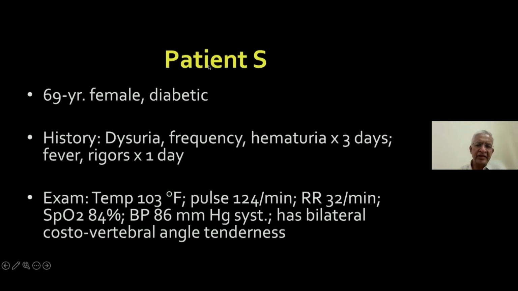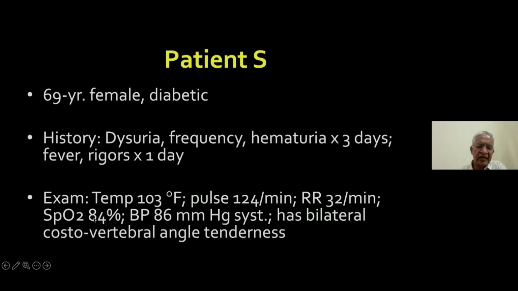The first patient is patient S. She's a 69-year-old diabetic patient who has not been very regular with her anti-diabetic therapy. She has badly controlled diabetes. She presents to the emergency department with history of dysuria, painful urination, increased frequency of urination, and blood-stained urine for 3 days, followed by fever with shaking chills and rigors and drenching sweats for a day. On examination, her temperature was 103 degrees Fahrenheit, pulse rate of 124 per minute, respiratory rate of 32 per minute.